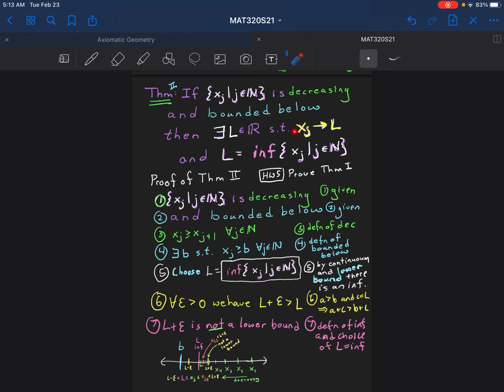All this work in yellow is about xj converging to L. Once we get the xj is converging to L, we are done with our proof. We've already used decreasing, bounded below. We've done the there exists the choose of L, and we have the L equal the infimum. That's already part. And we need to prove that xj goes to L.